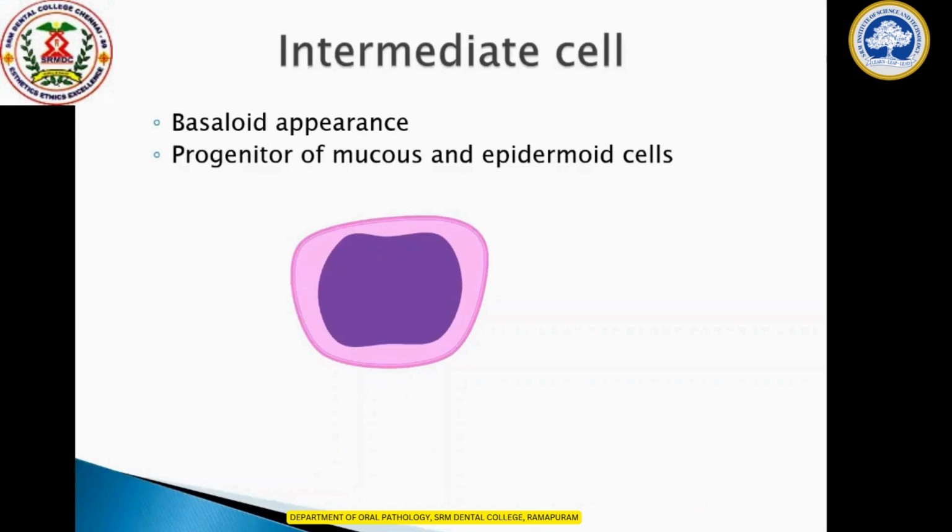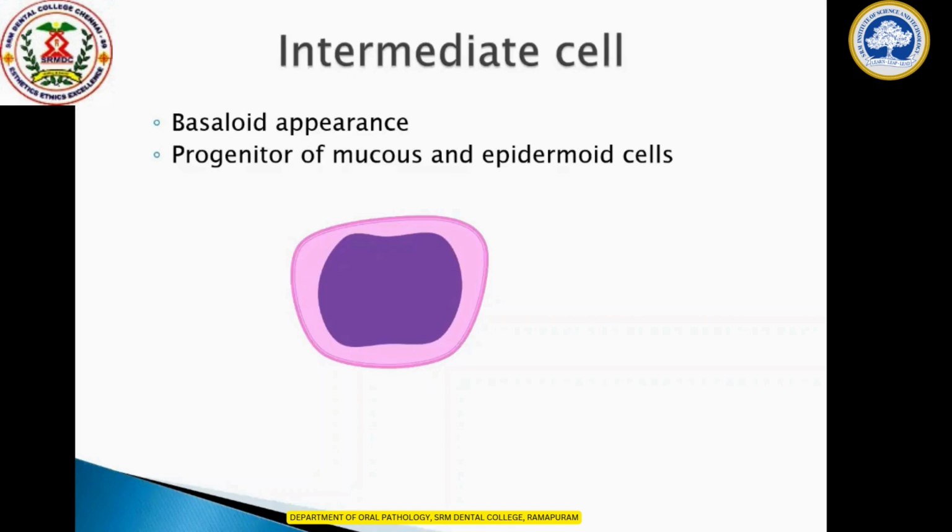Basaloid meaning it resembles a basal cell. How does a basal cell look? It will be small cuboidal cells with a large hyperchromatic nuclei with minimal cytoplasm. Same way here also, the intermediate cells will have a basaloid appearance with a large hyperchromatic nuclei, and these nuclei can show mitotic activities also. Along with it, the nucleus to cytoplasm ratio you see is very minimal. It resembles a basal cell or stem cell.